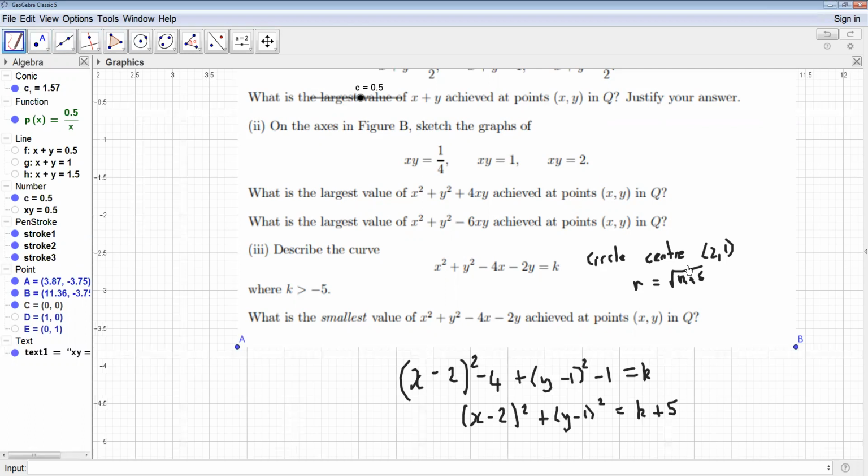Now, this time we're trying to minimize an expression which looks just like that. So we're trying to minimize k here, really. But we can use this idea of the circle, making sure, though, once again, that these points are definitely in Q. It's the smallest value found by this expression whilst these points are in Q. So that's what I'm going to try and do.